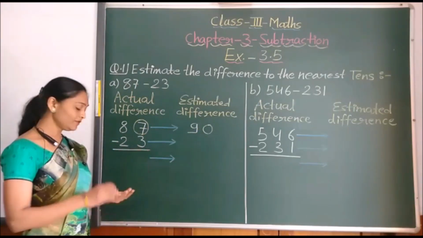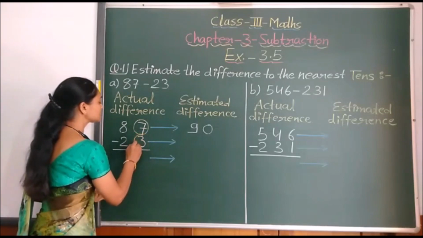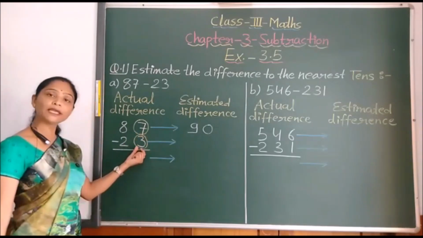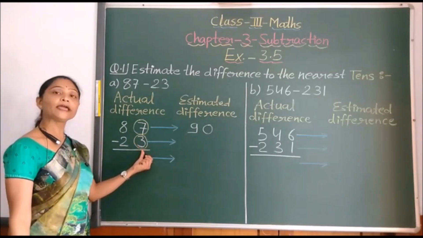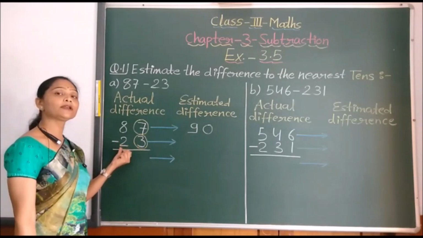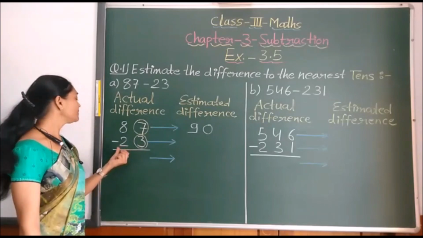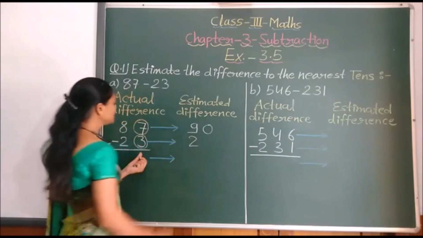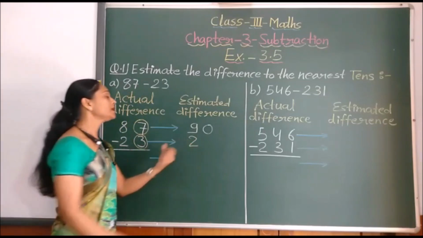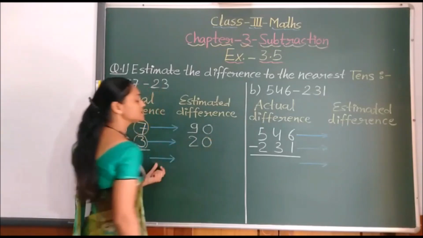Now in the same way we will do this one also. We have to see this 3 which is written on the ones place. Now see, children, this is less than 5. So when it is less than 5, this tens place digit will remain as it is. This will not change. So 2 will remain 2 and this will be replaced by 0. So here also we have to write 0.